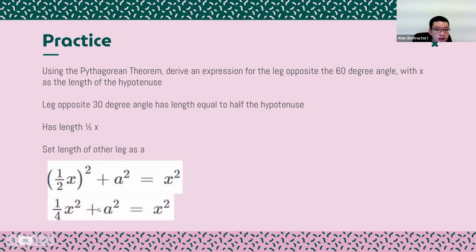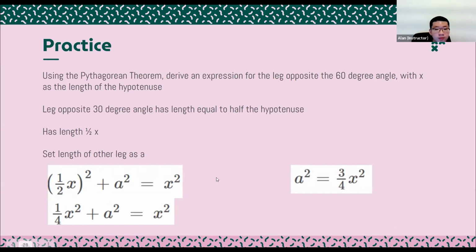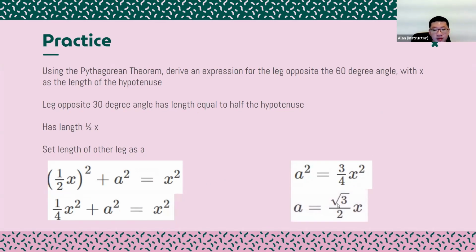So 1/4 x squared plus a squared equals x squared, and you can subtract 1/4 x squared from both sides, and then you square root it to get that a is equal to radical 3 over 2 x. Radical is just another way of saying square root.